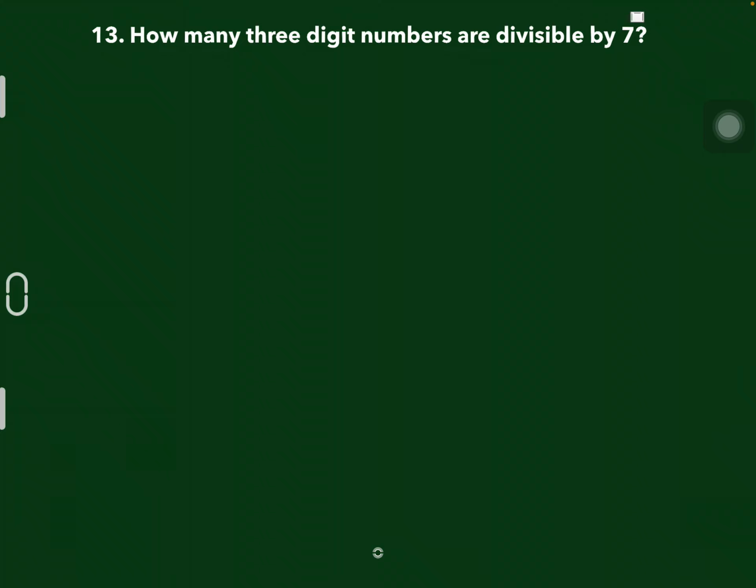Let me continue with the 13th question. How many 3-digit numbers are divisible by 7? How many 3-digit numbers are divisible by 7? So first let us write what are the 3-digit numbers. The 3-digit numbers start from 100, right? So 100, 101, 102, etc. up to 999. So the 3-digit numbers start from 100 to 999.